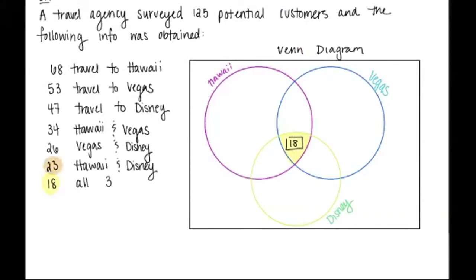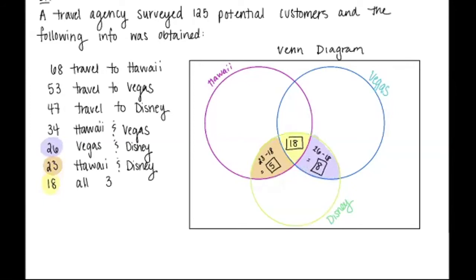And then I'm going to move up the line. If I want Hawaii and Disney, that's going to be this region here that I need to fill in. There are 23 people in total. I've accounted for 18. So there are 5 people that will solely go to Hawaii and Disney. Then I just keep moving down the list. 26 are willing to go to Vegas and Disney. But I've accounted for 18 of them. So there are 8 people that fall into this region.